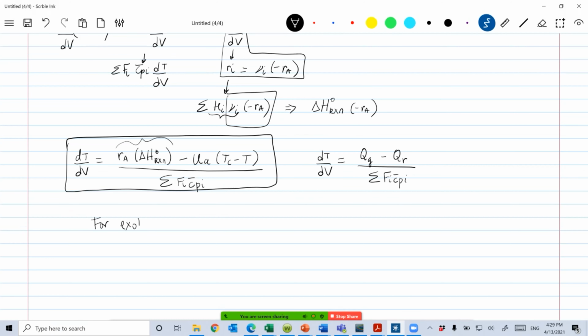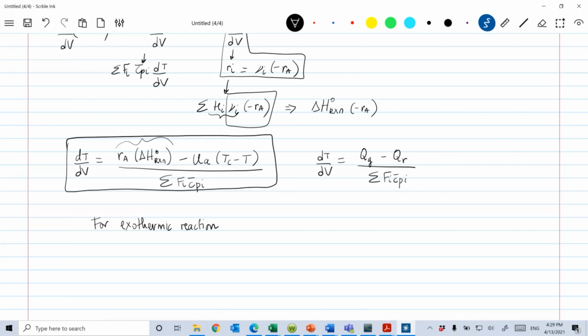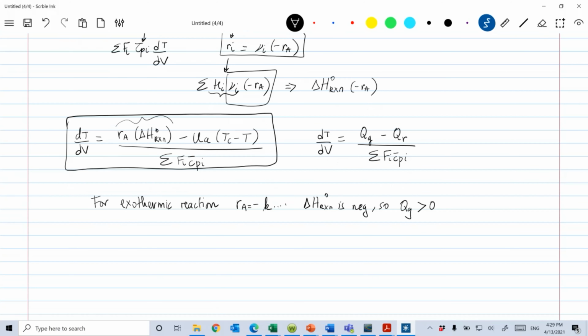So for an exothermic reaction, so we'll do that. For an exothermic reaction, RA is a negative term, right? So RA is some minus K something something. It's reactant. Delta H of reaction is also negative. So Q generated is positive. That's just in this reaction. The Q generated is positive, and then Q removed.